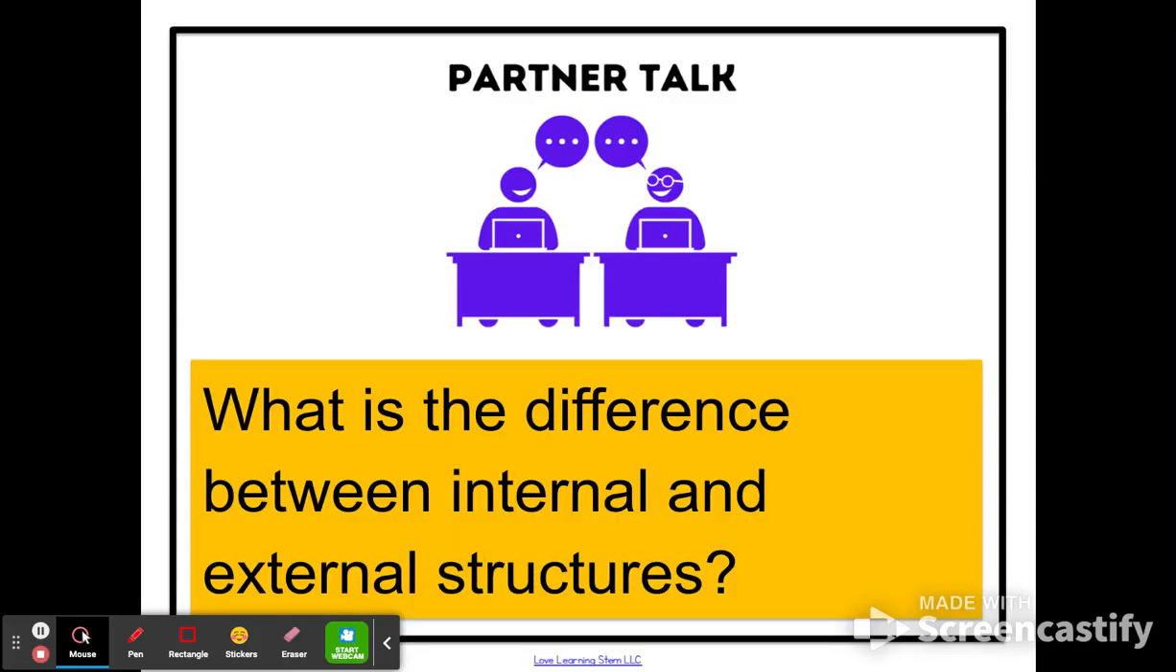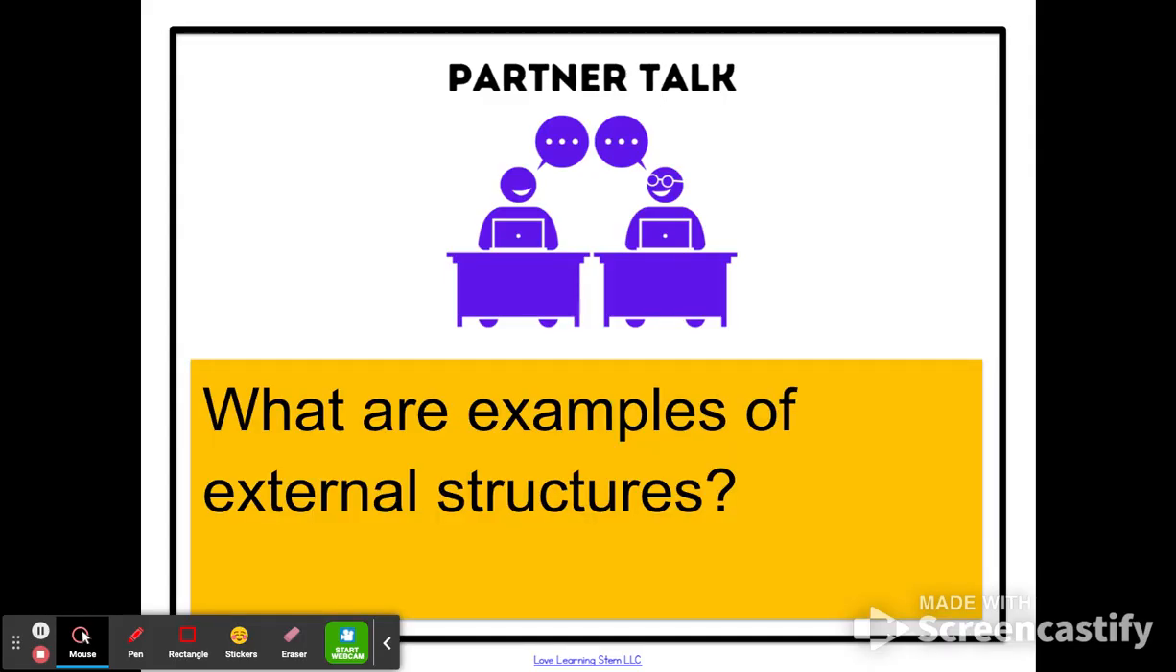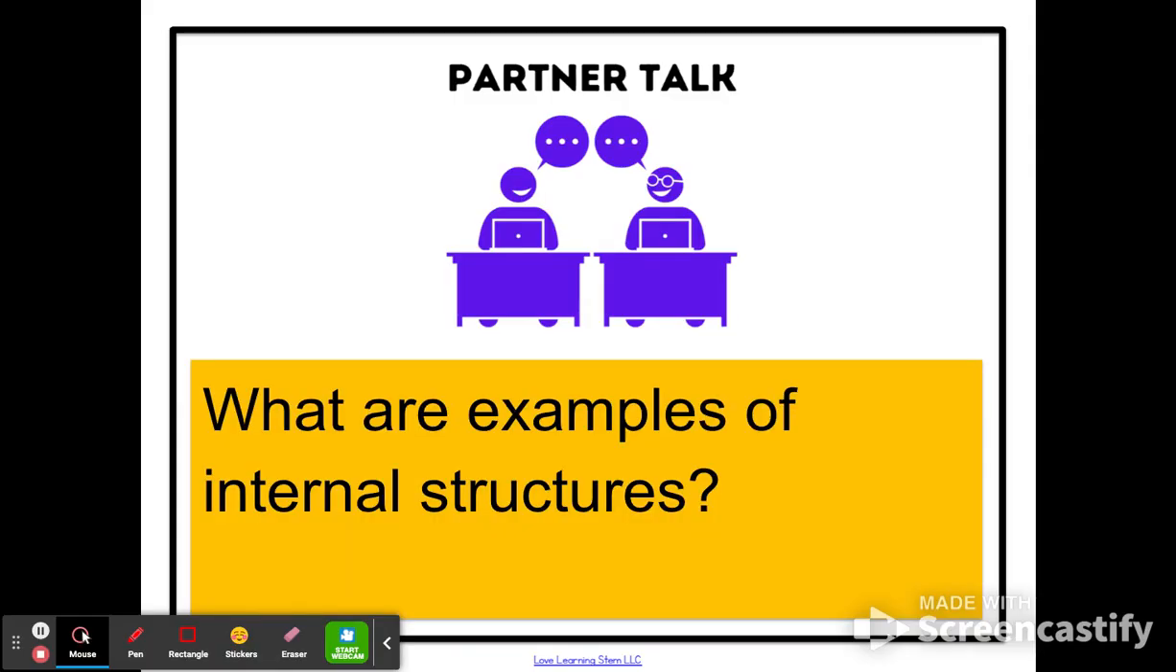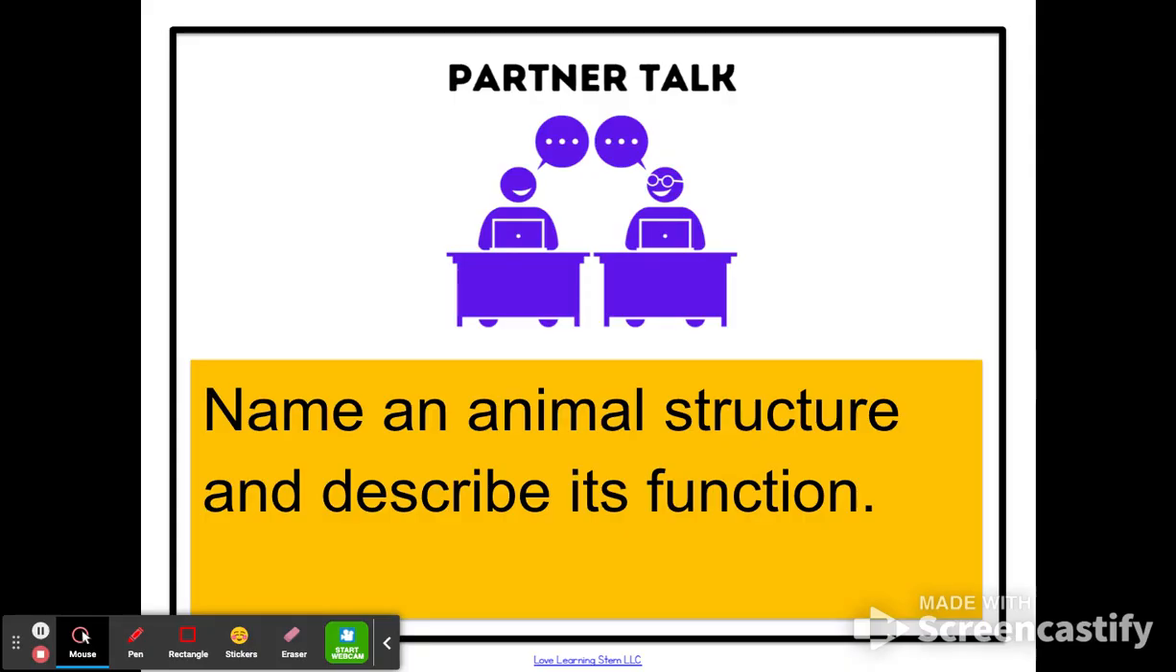Here are some questions to review with your partner or group. What is the difference between internal and external structures? What are examples of external structures? What are examples of internal structures? Name an animal structure and describe its function.